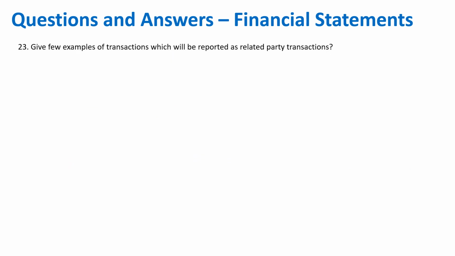Question number 23. Give a few examples of transactions which will be reported as related party transactions. So you have to give a few examples which will be reported in the financial statement if you are dealing with your related party. Here are the examples: purchase, sales, reimbursement, dividend paid, asset transfer, loan taken or loan provided. Today, the law, or the accounting standard, says that each and every transaction, whether monetary or non-monetary, has to be recorded and reported as a related party transaction, so the shareholders get a clear view about the transactions within the group.